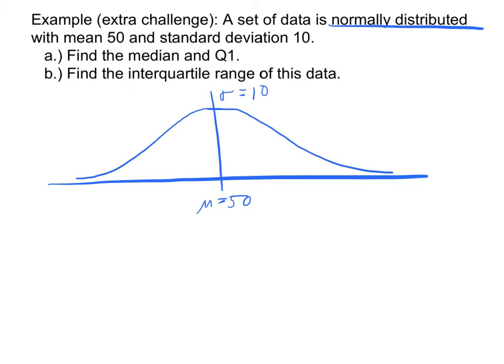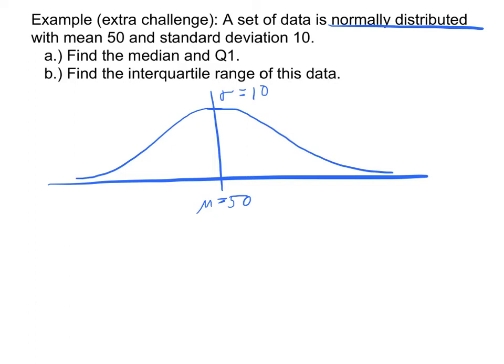If you want to pause the video and figure it out yourself, that's fine, but we'll talk about that one, and then I'm hoping you guys can tackle B on your own. So for A, find the median and Q1. So what is the median? The median is supposed to be the middle value. In other words, the median is supposed to be the number where exactly half of the data is below that and exactly half the data is above that.